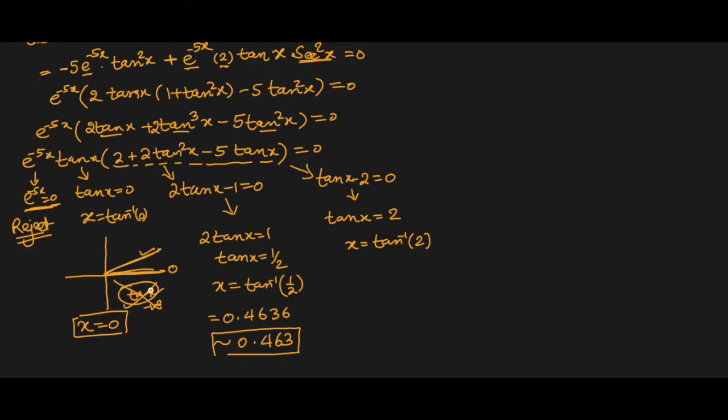So tan inverse 2, it gives us 1.1071, 1.107148, but they said 3 decimal places, so we will leave our answer here. So we got these 3 answers: x equal to 0, 0.463 and 1.107.